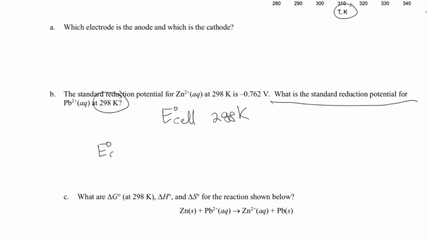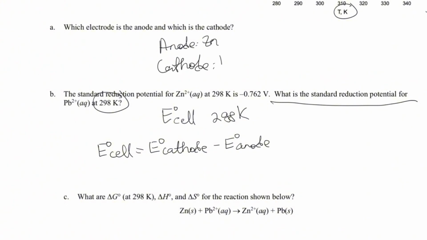Now we're going to use the main electrochemistry relationship. Standard E cell is equal to standard E of the cathode minus standard E of the anode. From part A, we know that at the anode we have zinc, and at the cathode we have lead. Perfect. Now we can rewrite this as 0.635 equals the standard reduction potential of Pb2+ to Pb minus the standard potential of Zn2+ to Zn.